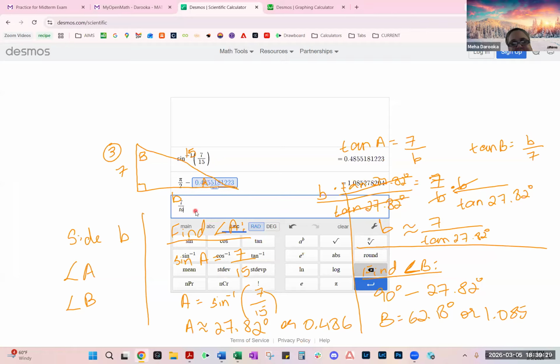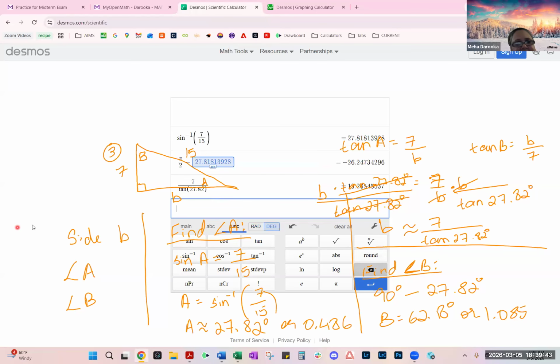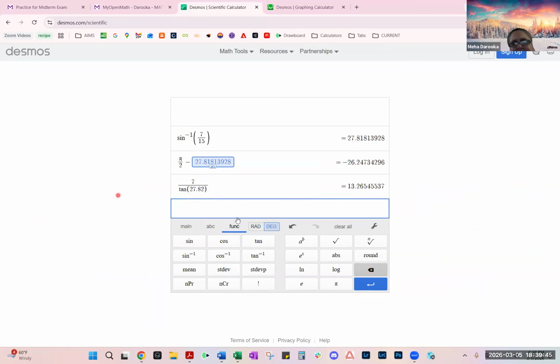So 7 divided by tangent of 27.82. And I do want this to be in degree mode because 27.82 is in degrees. I'm just going to delete my writing for a minute here. So just to show you again, if you're not careful with the mode of the calculator, the answer will come out different, because look at the answer in radian mode and look at the answer in degree mode. So just be very, very careful when you are working through that.